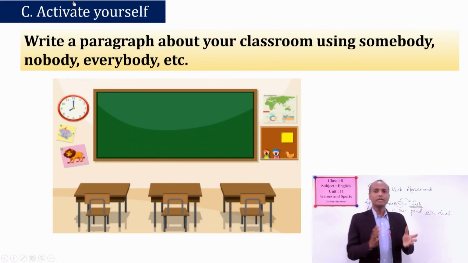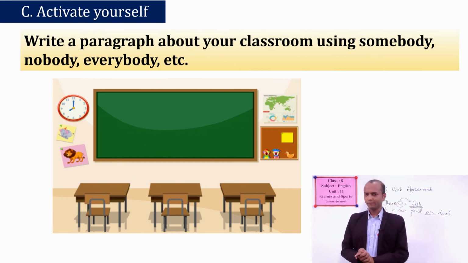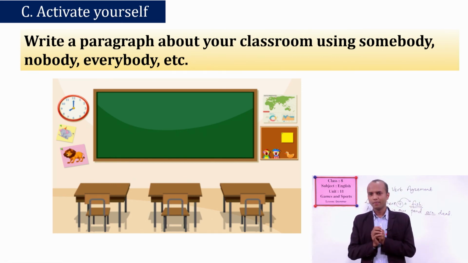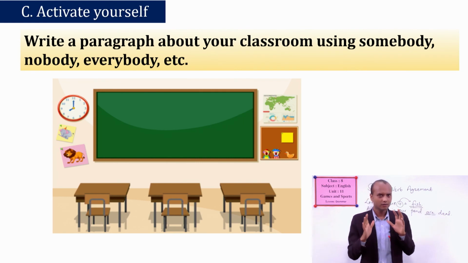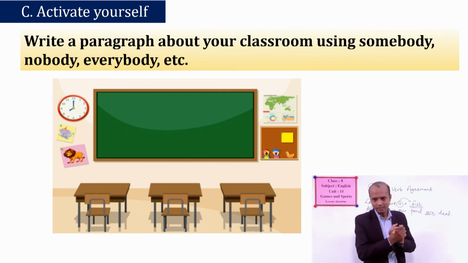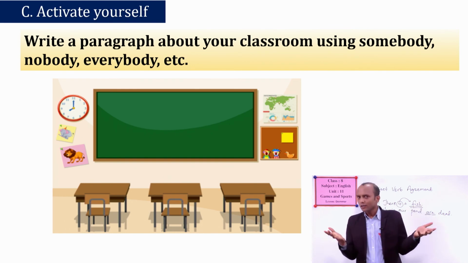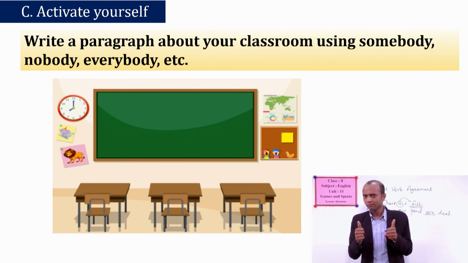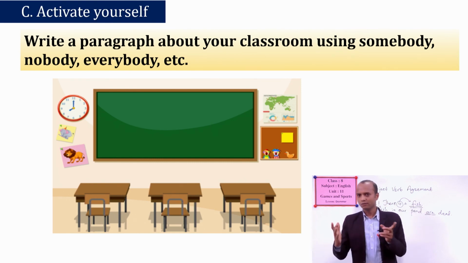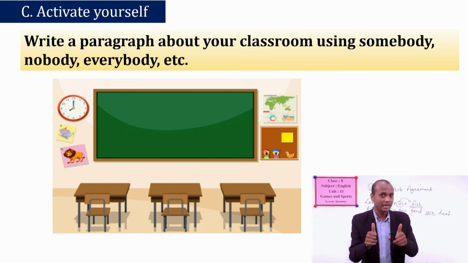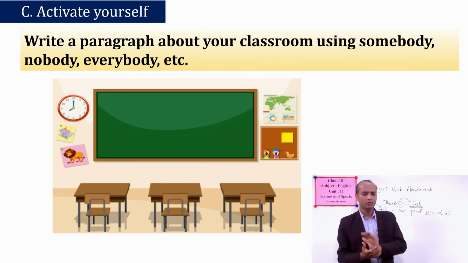Now what you do is here, you have to write a paragraph about your classroom. Using some words given, somebody, nobody, everybody, etc. You can add more as well. Suppose this is your classroom, quite clean, quite decorated. Now you have to write a short description. Are you ready to write? Yes. But remember to use somebody, nobody, everybody, someone, no one, etc. as subjects. Very good. But that must match with your verbs.